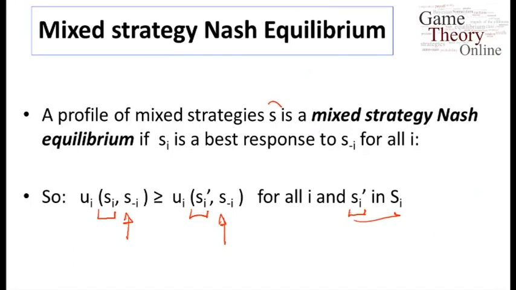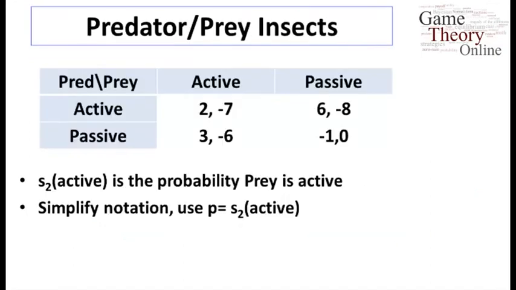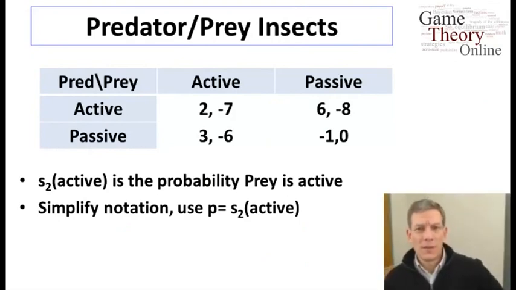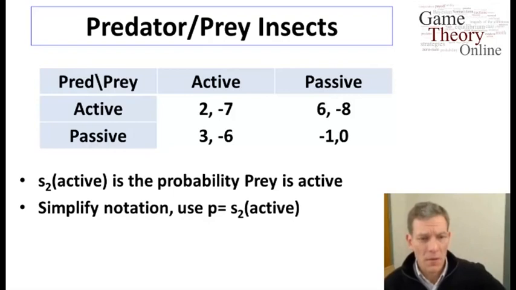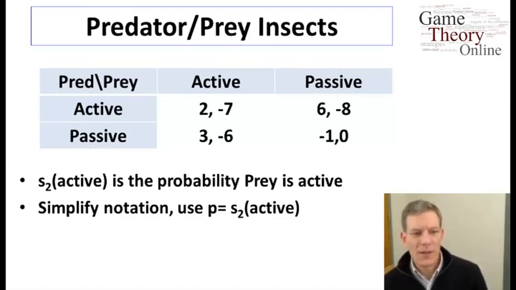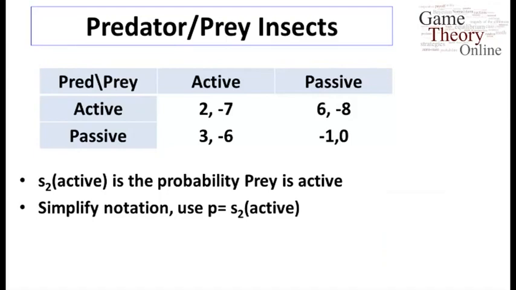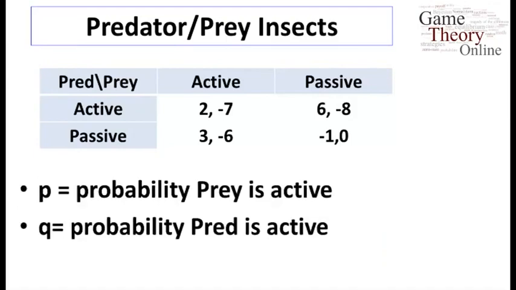So let's take a look at how this works out when we go to the predator-prey game. We saw that there was no pure strategy equilibrium, so let's begin to talk about mixed strategy equilibrium in this game. Let s_2 of active, the column player we'll call player 2, the prey, be the probability that the prey is active. Just to simplify notation so we don't have to carry that around everywhere, let's let the letter p be the probability that the prey is active. Similarly, let q be the probability that the predator is active.